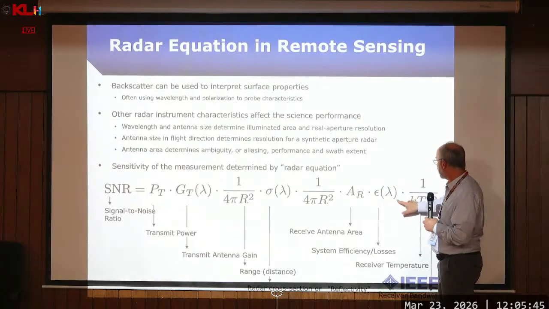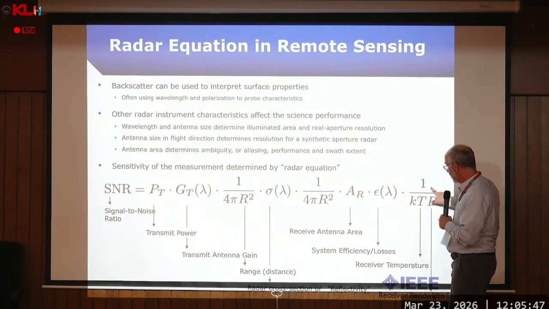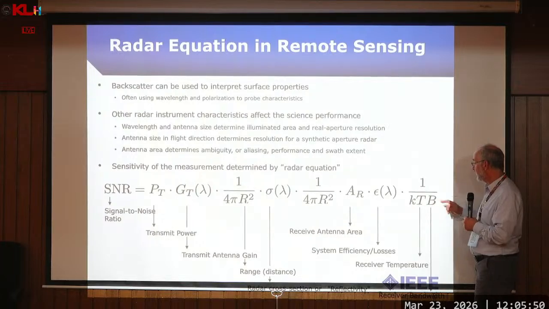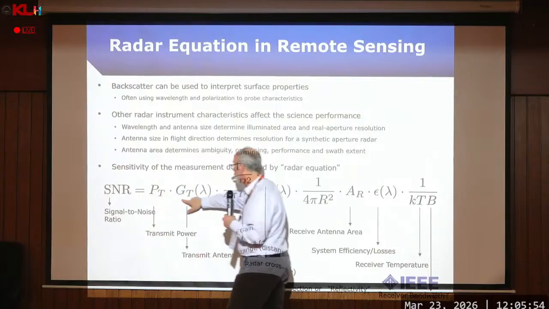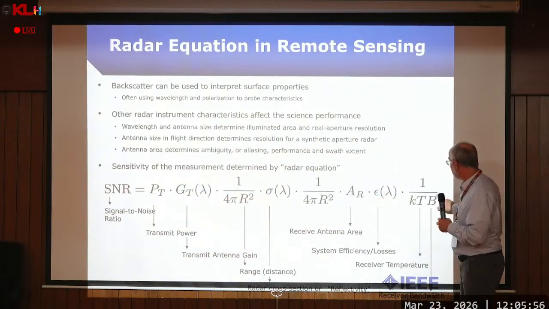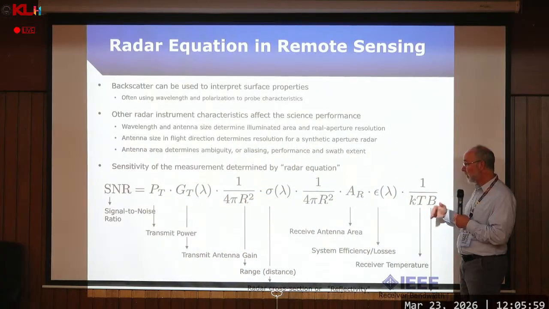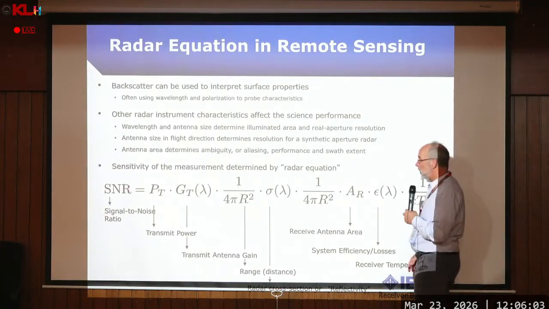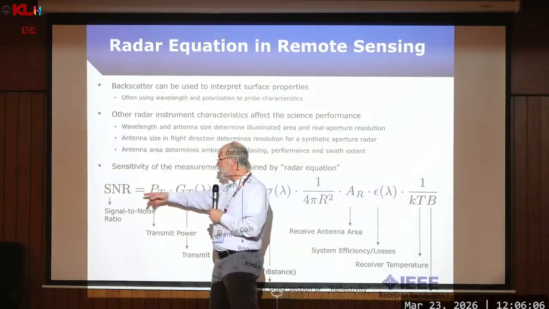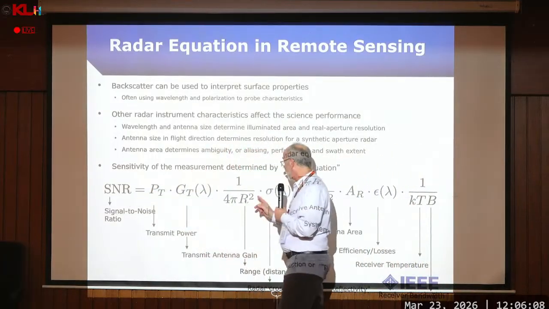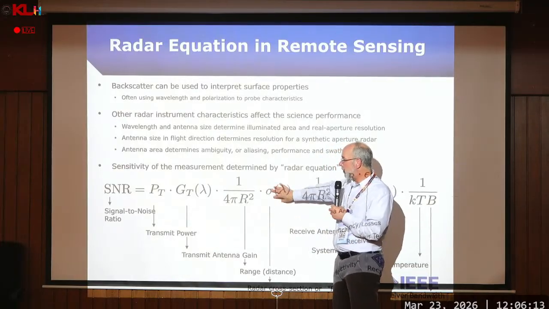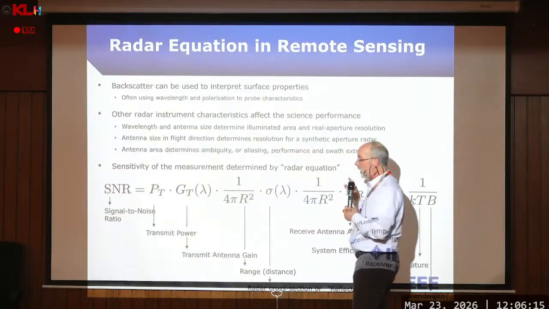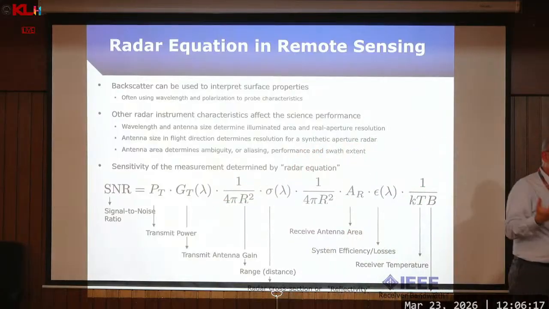There are system losses, and then this is the receiver noise. So this is all the signal power on receive, and this is the noise level received. So the signal to noise ratio is the ratio of that power to this noise power. We measure the signal to noise ratio for any given pixel, and what we want to do is understand what that means for sigma. So we'll get sigma from this, since we know all the other terms. And once we have sigma, we can interpret that.